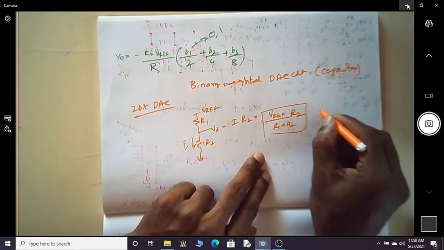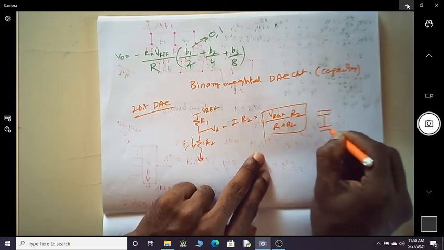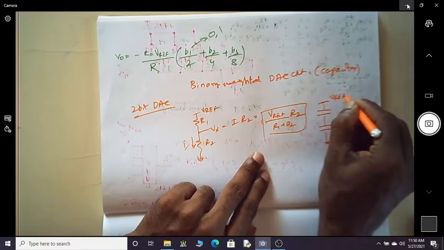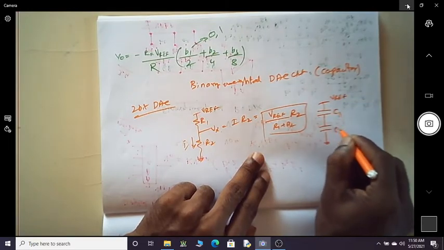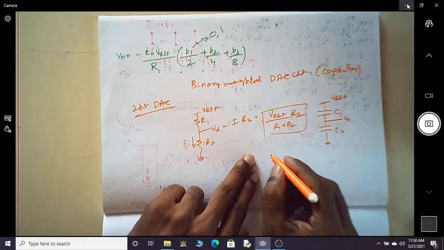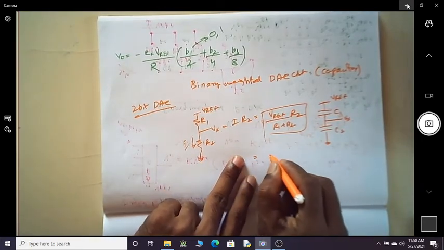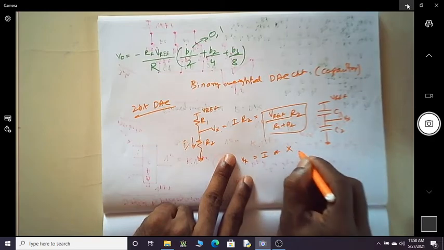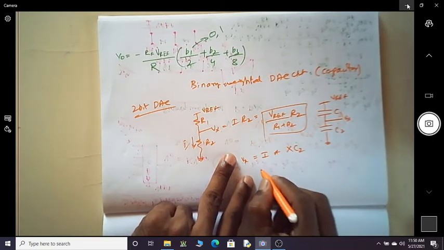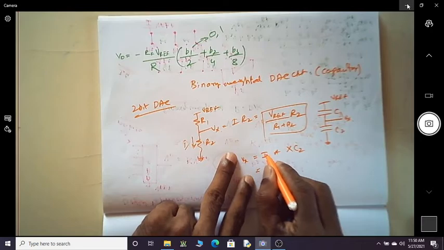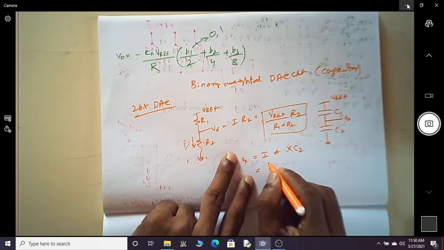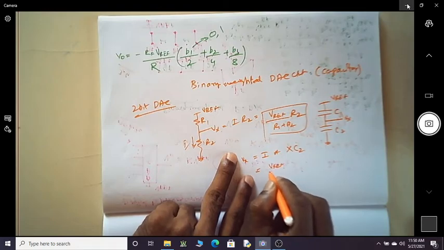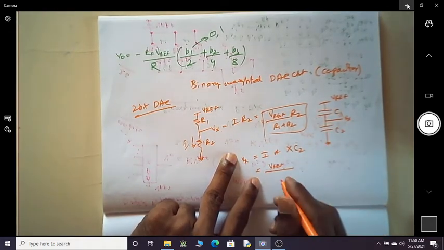On the same lines, if you have a capacitor, a V reference, and this is C1, C2, and you want to know what is Vx, on the same lines, Vx is equal to the current multiplied by the reactance of capacitor C2. Again, what is the current? The current is nothing but V reference divided by the reactance offered by both of them.